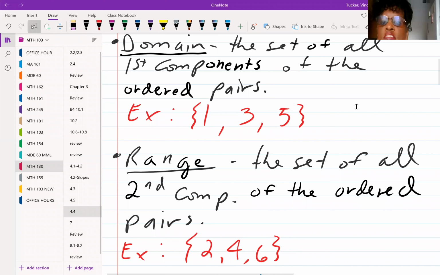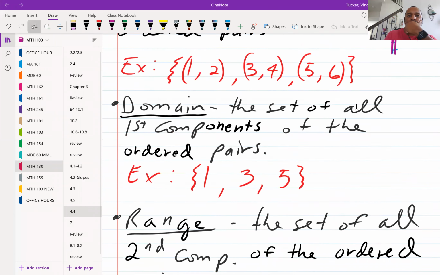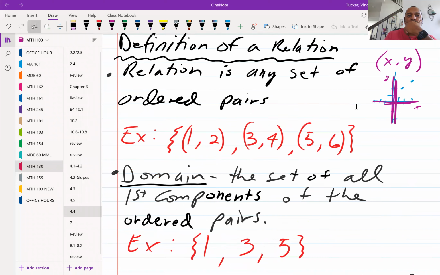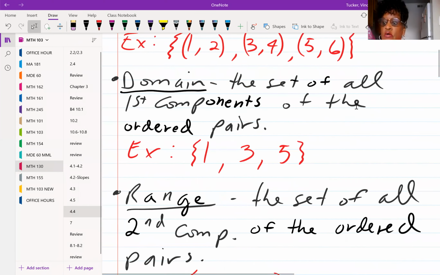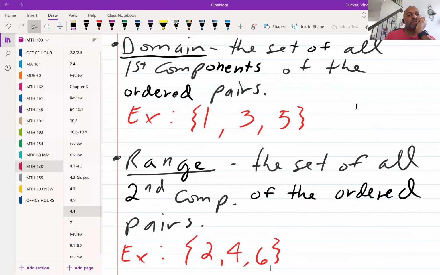Was there anything over top of the first one? Saying domain, the set of all first components of the ordered pairs. Was it something over top of that? Well, that was the first definition. I'll just wait and go back to when it finished. I'm sorry, go ahead. Okay. Thank you. Just don't let me forget.